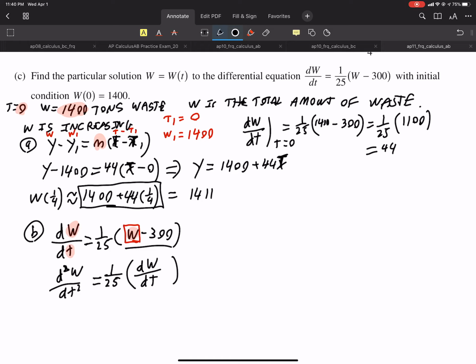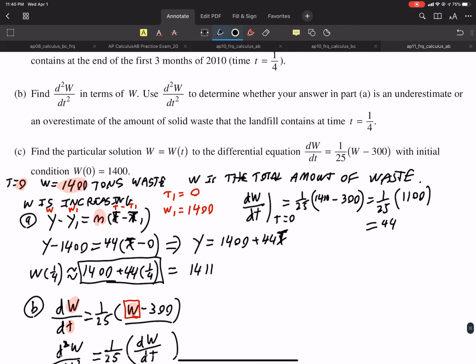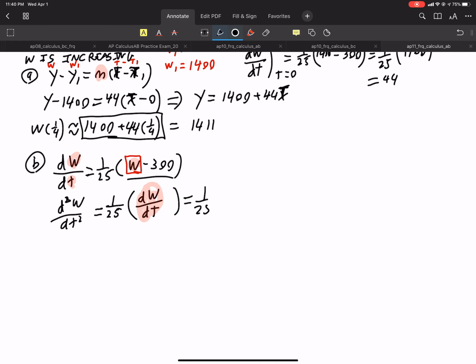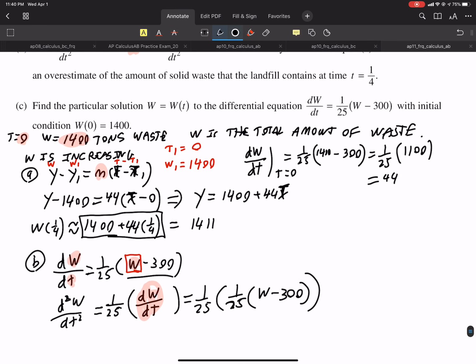So we're done with that, except now we read. They want it in terms of w. We have dw/dt. So we need to replace dw/dt with what it is, and that's 1/25 w minus 300. So there is the second derivative in terms of w.